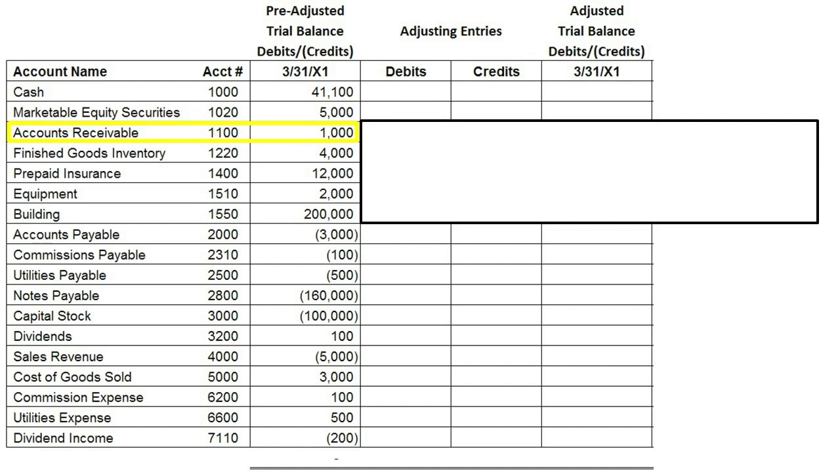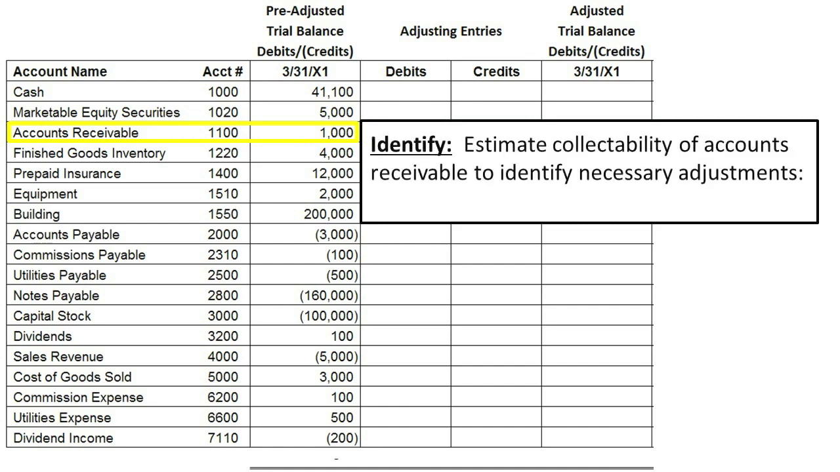Accounts receivable. You need to estimate the collectability of accounts receivable to identify necessary adjustments related to uncollectible accounts. So although people said they promised to pay you $1,000, what if you think that you'll only collect $800? So you'd have to create an allowance for $200 to write this down to only $800.